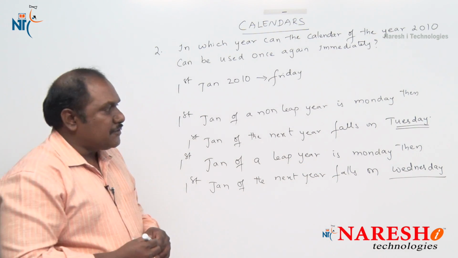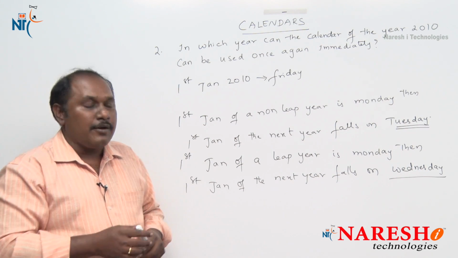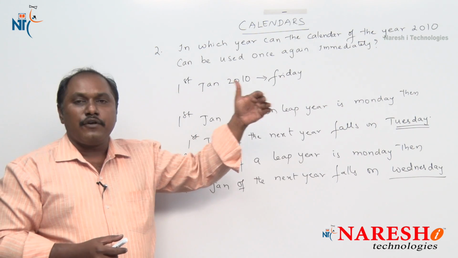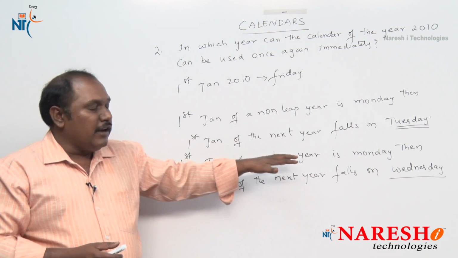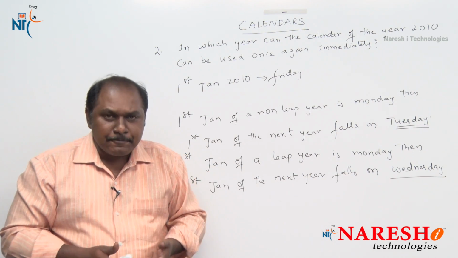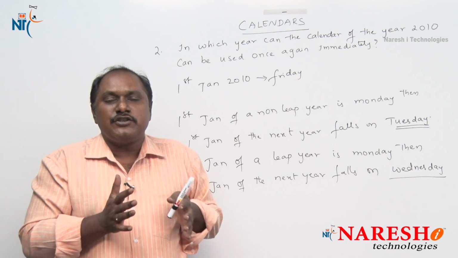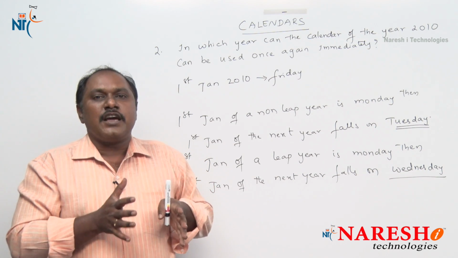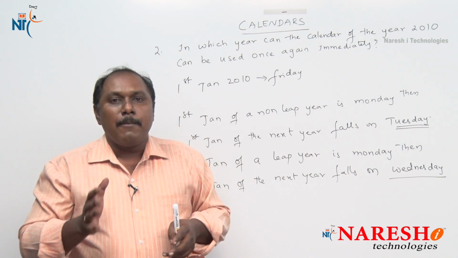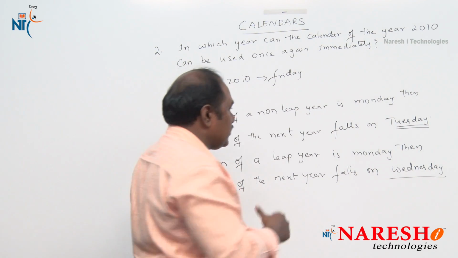Now these are the 2 points which we must know to answer this question without using any shortcut, that is, in a general way. If 1st January of a non-leap year is Monday, then 1st January of next year falls on Tuesday. If 1st January of a leap year is Monday, then 1st January of next year falls on Wednesday. If I say 1st January of a non-leap year is Thursday, then 1st January of next year obviously should be on Friday. Or if I say 1st January of a leap year is Saturday, then 1st January of next year should be on Monday. Now let us try to answer this question step by step using these points.